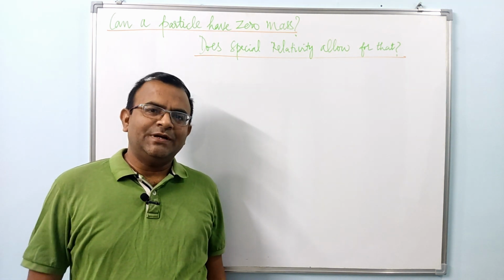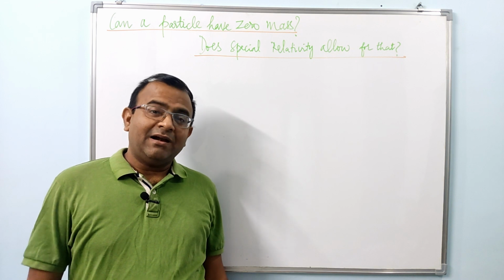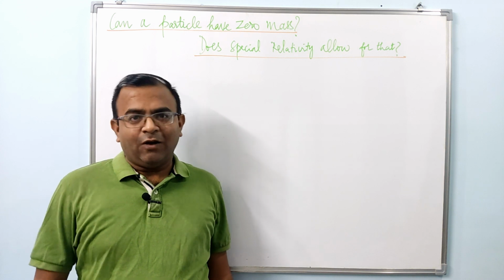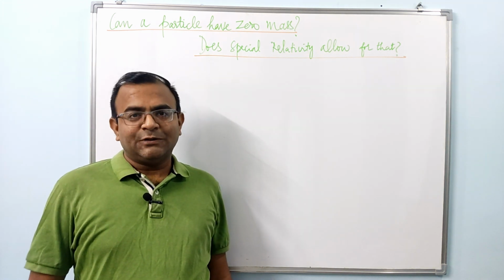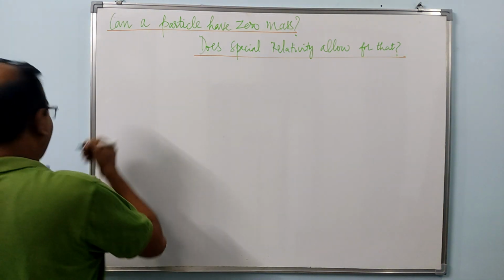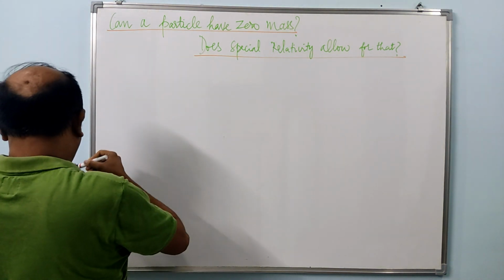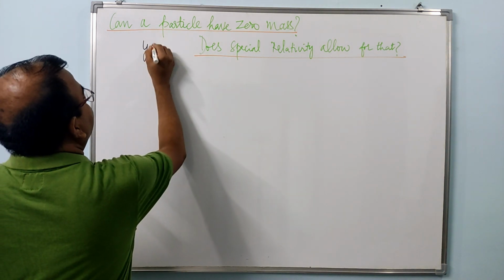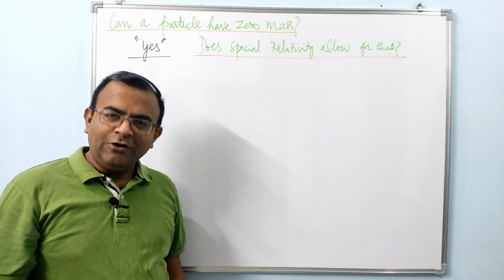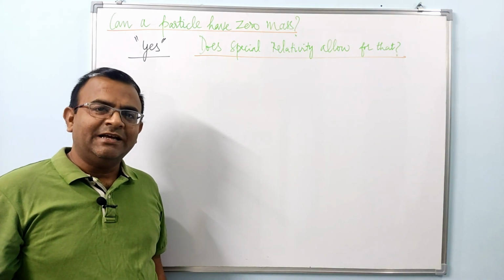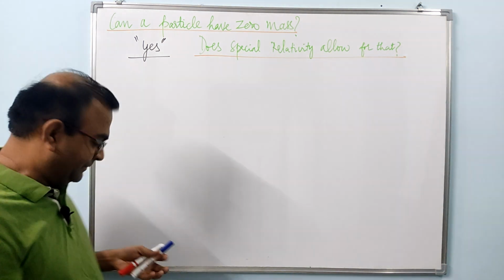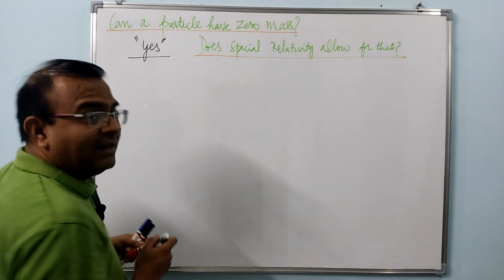The topic of this video is, can a particle have zero mass? Does special theory of relativity allow for that? The answer to both of these questions posed in the title is yes. So let me just start with the answer. I am going to show through the equations of special relativity that the answer to both of these questions is yes. Right, let's proceed to do that.